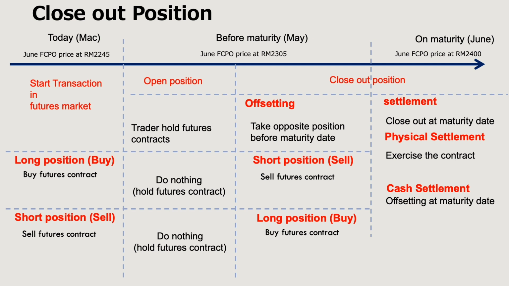So if you plan to close out on the maturity date, that means you use settlement. So settlement, we have two types of settlement. The first one is physical settlement. The second one is cash settlement. Physical settlement means you use or you exercise the futures contract to buy and sell the underlying asset of futures contract. For cash settlement, you close out by using offsetting at the maturity date. That means you take opposite position on the maturity date.